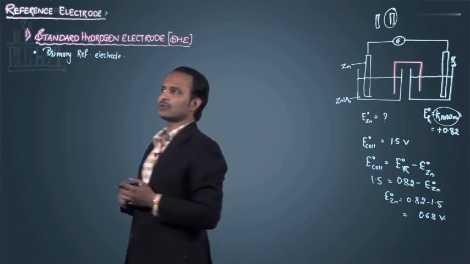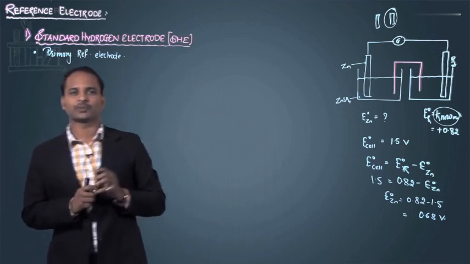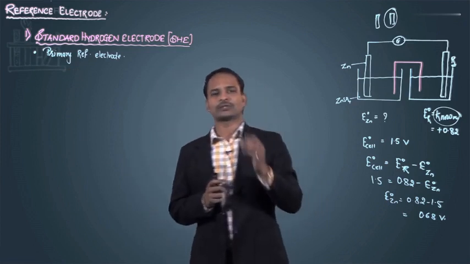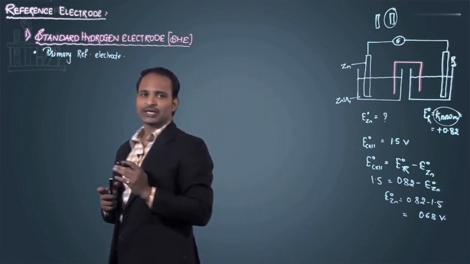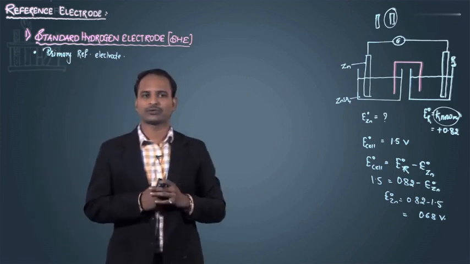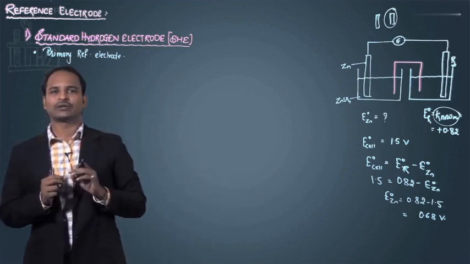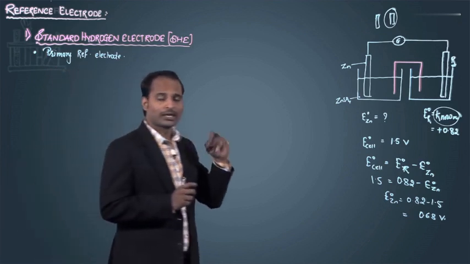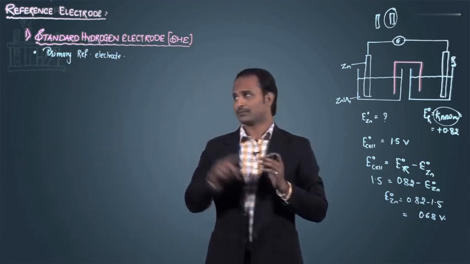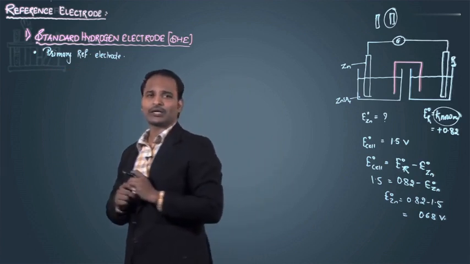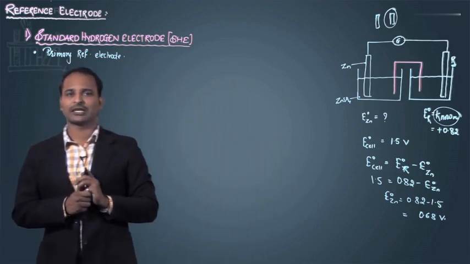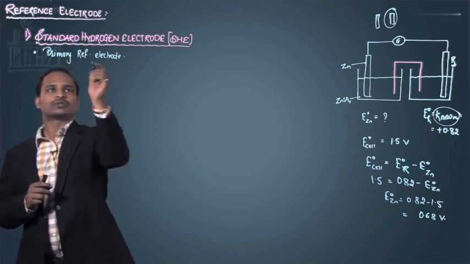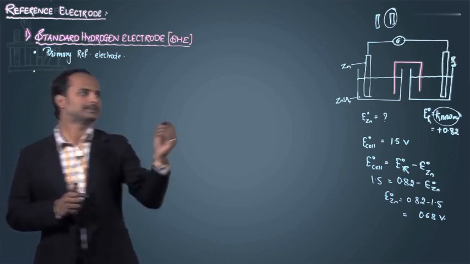Here the standard hydrogen electrode is the primary reference electrode, whose potential is not calculated but just assumed, and on the basis of this assumed value of the SHE, the potentials of the other electrodes are calculated. There is only one primary reference electrode, and all the electrodes used other than SHE are considered secondary reference electrodes, whose potential is determined by using the SHE.